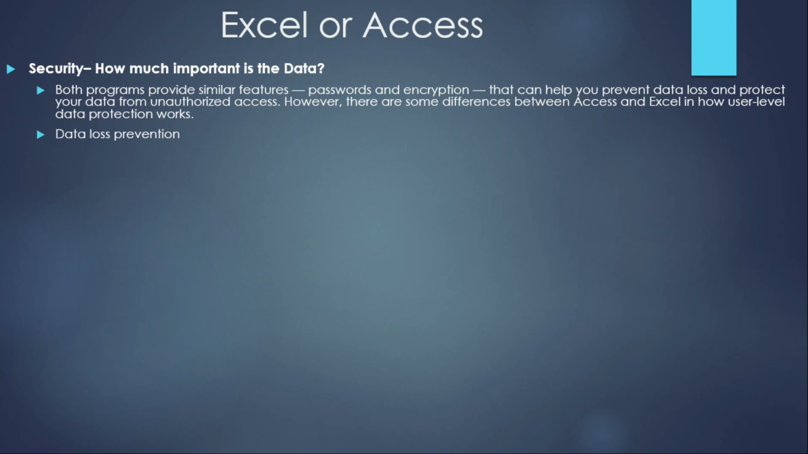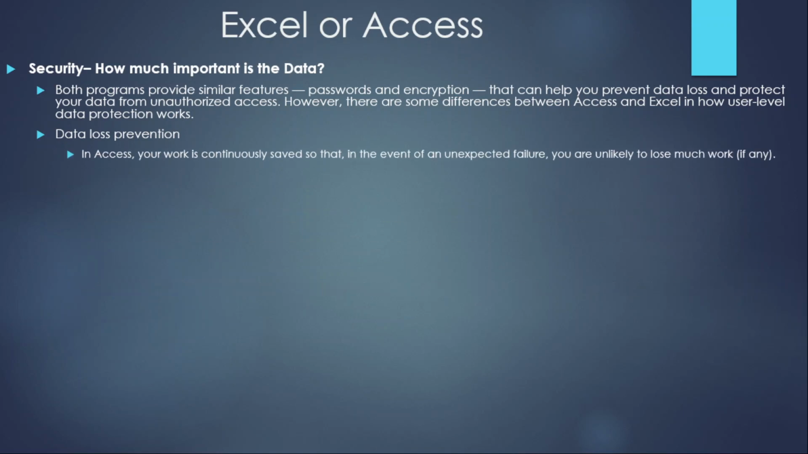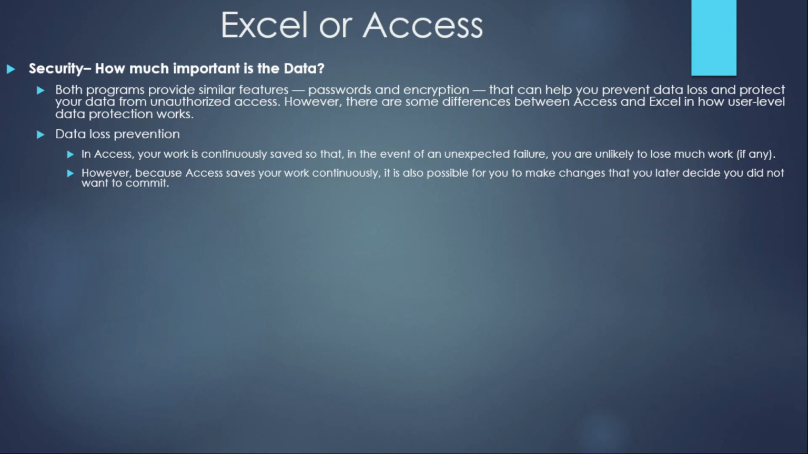So, let's look at data loss prevention. In Excel, your work is continuously saved so that in the event of unexpected failure, you are unlikely to lose much work, if any. However, because Access saves your work continuously, it's also possible for you to make changes that you later decide you do not want to commit to. So you can retrieve your data at a particular point and get rid of the data that you entered at a certain point.